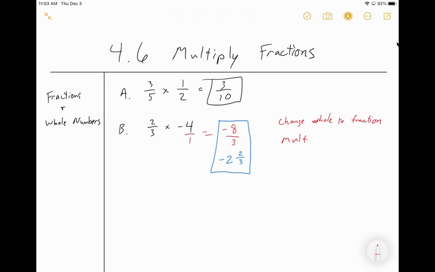So change the whole numbers to fractions and then multiply, right? And how do I change a whole number to a fraction? Remember, every whole number, if you put it over 1, it just becomes a fraction. So remember, every whole number is a fraction, a rational number.